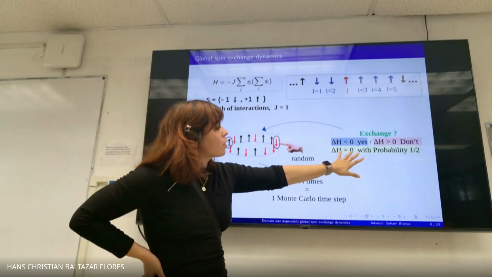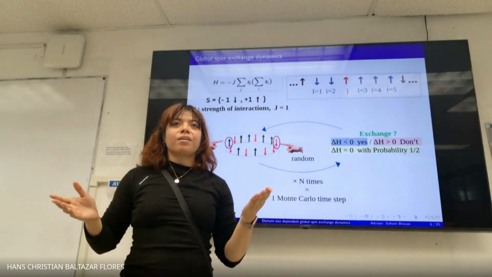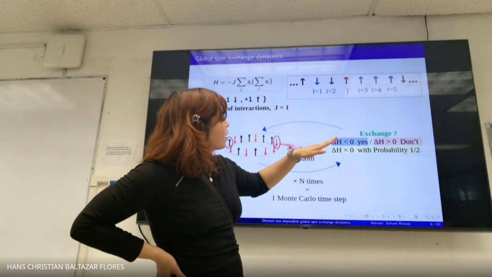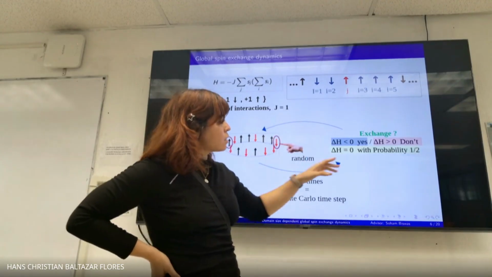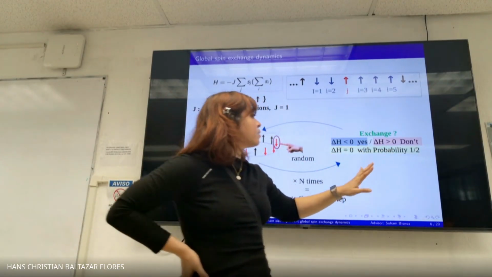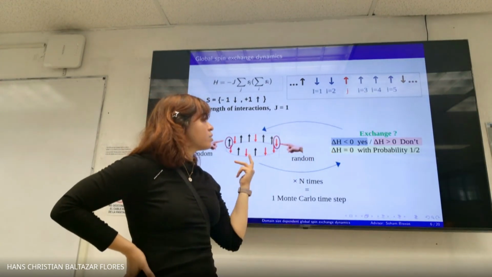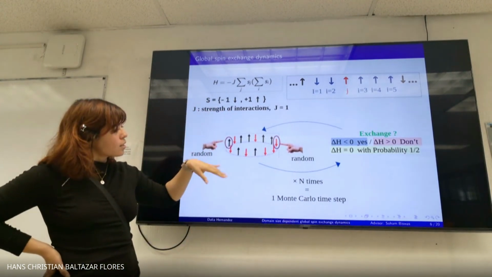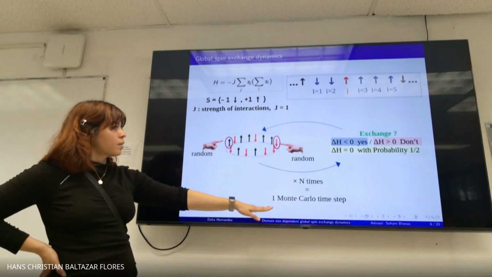We use this algorithm, which is basically like you have 50% tolerance. So if the change of energy is lower than 0, then they exchange. If it is higher than 0, we don't do it. And if the change of energy is 0, they exchange with probability half. Now repeat this process N times. It's like a Monte Carlo time step.